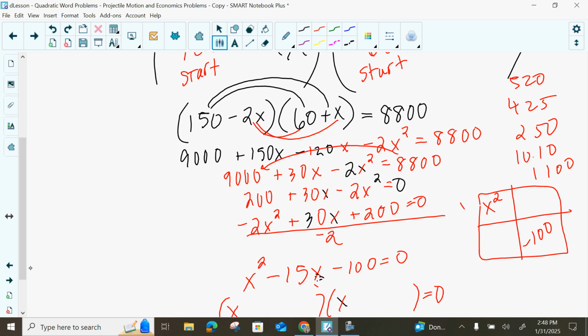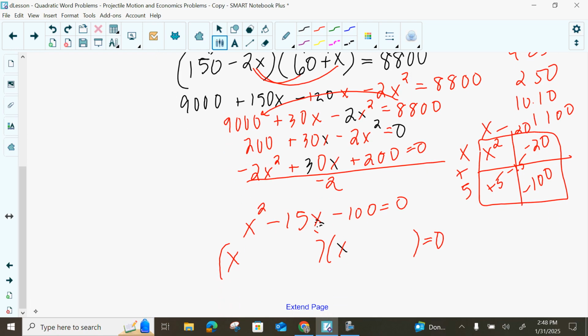Right? So x, 5, 20. I need a negative 15. So I need negative 20, positive 5. So I need a negative 20 and a positive 5. So x plus 5, x minus 20.